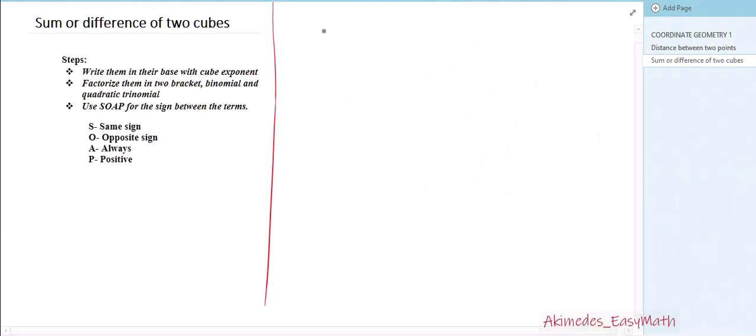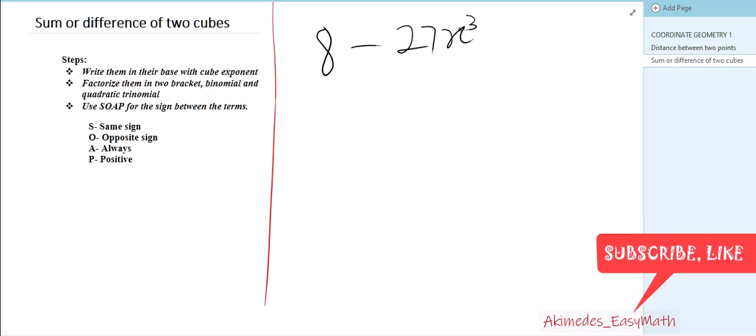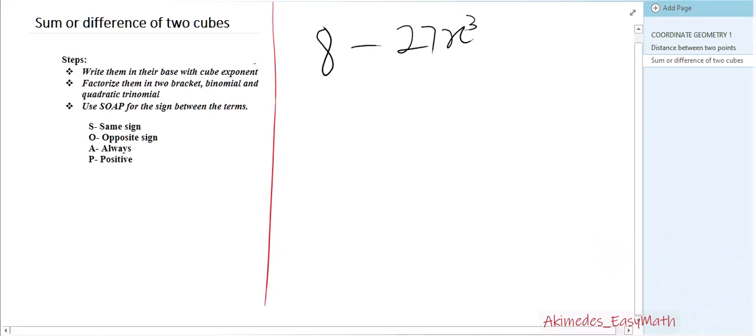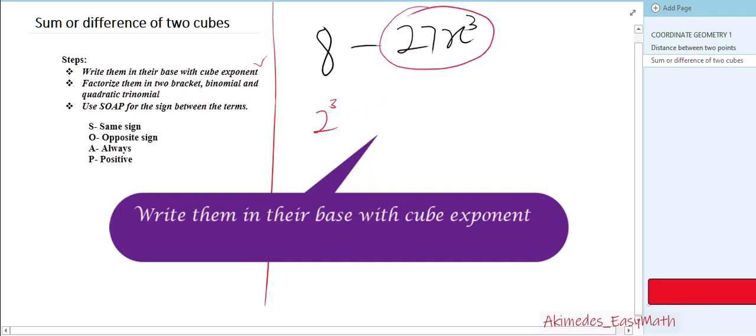For instance, if we have 8 minus 27x cubed, how am I going to factorize this expression? Very simple. Let's go through the steps we have here. The first step says: first, write them in their base with a cube exponent. So 8 can be written as 2 exponent 3, and 27x cubed can also be written as 3x all cubed.